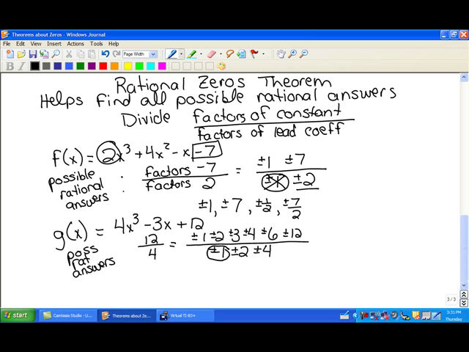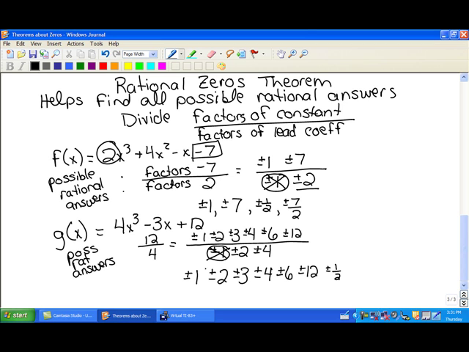Since there's 3 numbers on the bottom, take each top number divided by the first number on the bottom, which is 1. 1 divided by 1 is 1. 2 divided by 1 is 2. 3 divided by 1 is 3. 4 divided by 1 is 4. 6 divided by 1 is 6. And 12 divided by 1 is 12. We're finished with the 1. Take each number on the top, now divided by 2. 1 divided by 2 is going to be plus or minus 1/2.